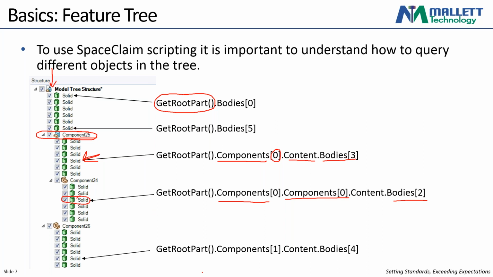And then a last example, just to drive home the point: here the index starts from 0 for the components. So here I'm going to have get root part dot components 1, since I have my first component, which is 0, and then I have my second component, which is 1. So this is the script to grab different bodies in the SpaceClaim scripting tool. Let me show an example of this.